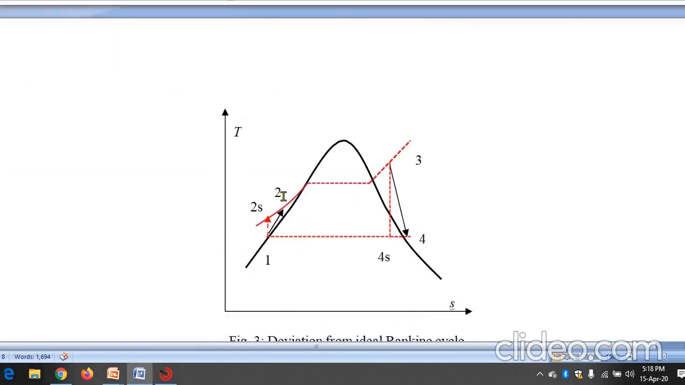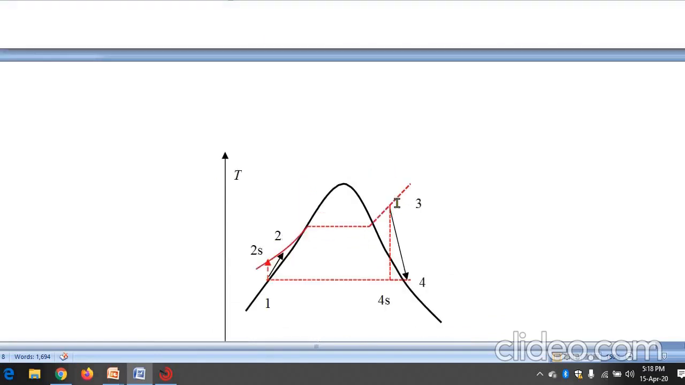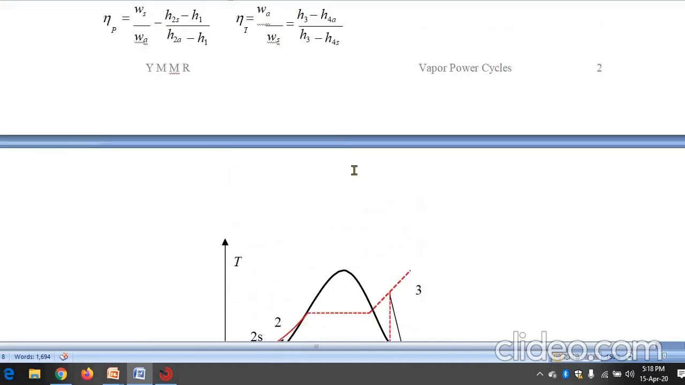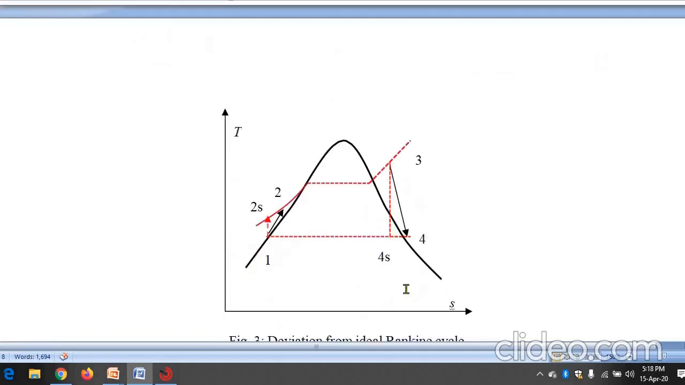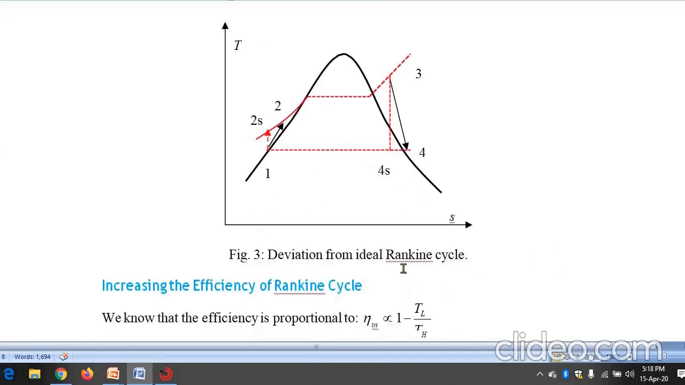H2 is nothing but H2A. Similarly for the turbine, 3 to 4 is the actual process and 3 to 4S is the ideal process. The efficiency is H3 minus H4A by H3 minus H4S. Okay, so this is the efficiency of the turbine.